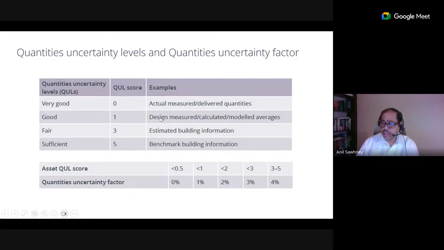If the quantities that you've received are through design, measured, calculated, modeled averages, then the QL score is 1, and therefore it would be 1%. Okay. Same for fair and sufficient. Obviously, if you have less confidence in the quantities of materials or bill of quantities, you will have a higher quantities uncertainty factor, like up to 4%.